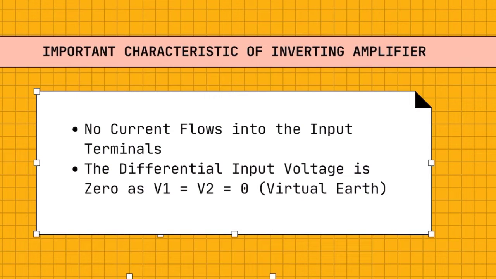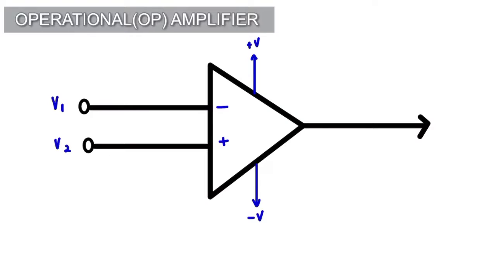It is important to note that the characteristic of inverting amplifier is no current flows into the input terminals, and the differential input voltage is 0 as V1 is equal to V2 is equal to 0. Here is the example of OP amplifier. The negative signal is the inverted input while the positive signal is the non-inverted input.